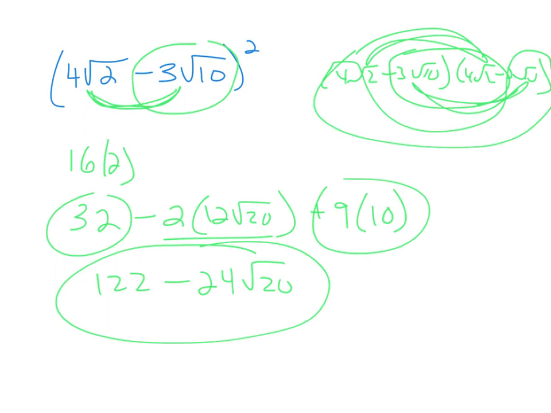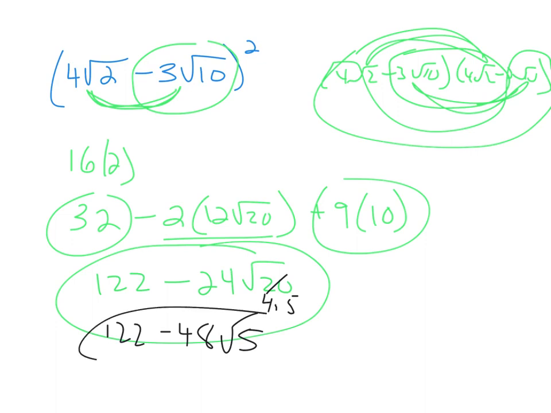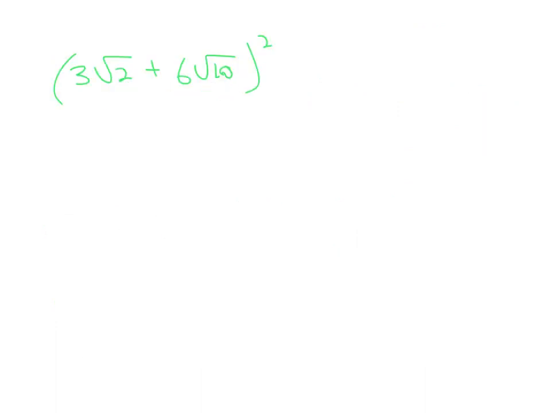It looks like I forgot to simplify root 20, which can be 4 times 5. So I'm going to have to do 2. So 122 minus 48 root 5. There we go. Okay, so try this one. Pause the video, come back, and check your answers.